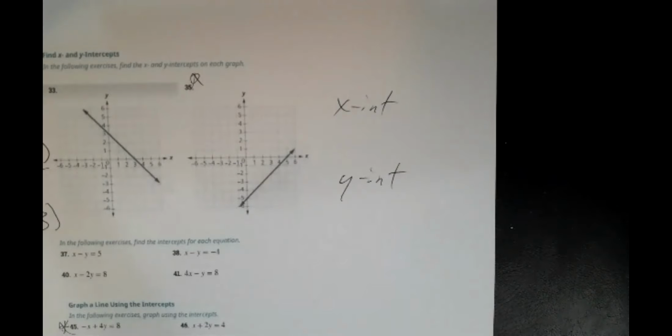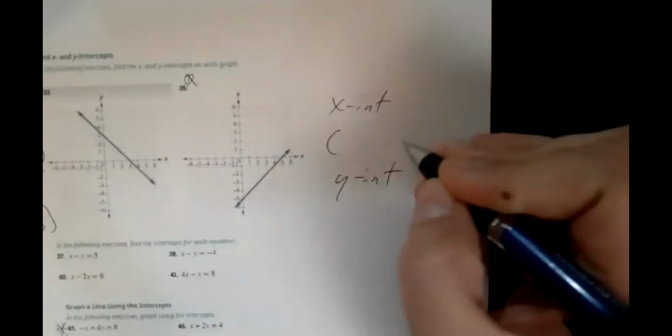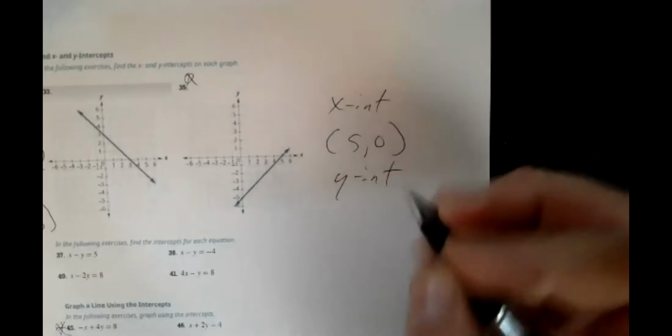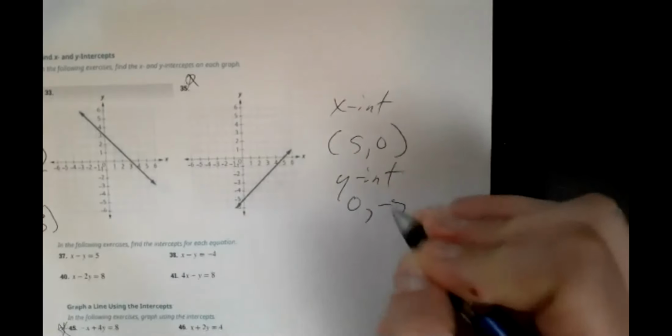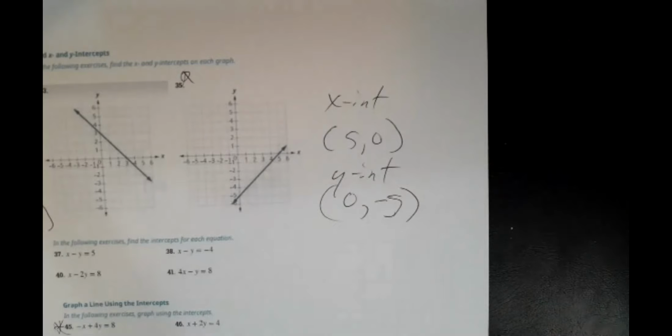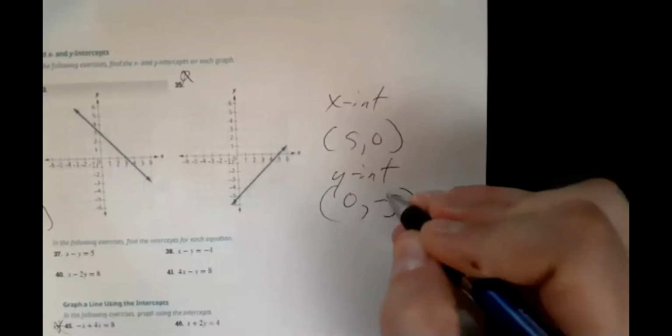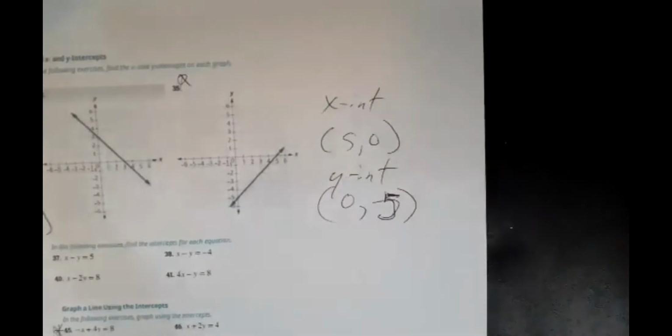Who has not talked? Olivia, are you around? Yeah, I'm around. What's the x-intercept here? I got 5, 0. Yeah, that's it. And what's your y-intercept? I got 0, -5. Yeah. So it's a horribly drawn 5. It's there.